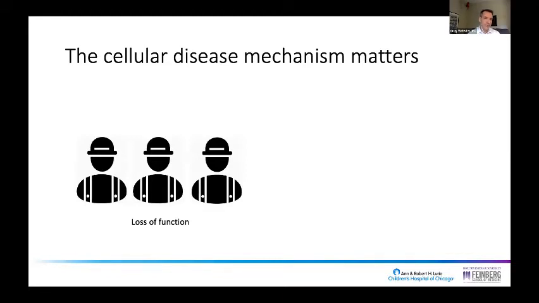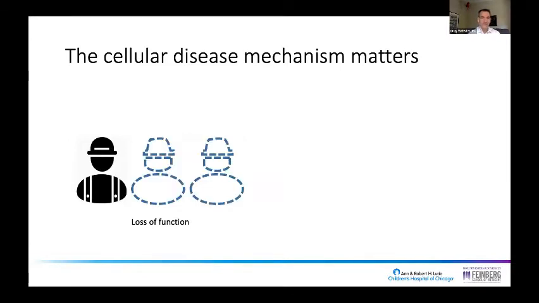So if you think about a protein as the working component of the cell, if you have a certain amount of workers, a certain amount of protein that is required to keep your cell functioning normally, a loss of function variant or a loss of function disease mechanism says, we just don't have enough workers. We don't have enough protein to do the work of the cell. That's what loss of function is.